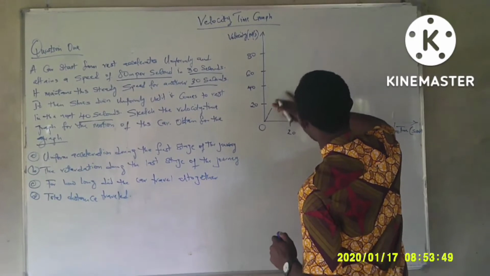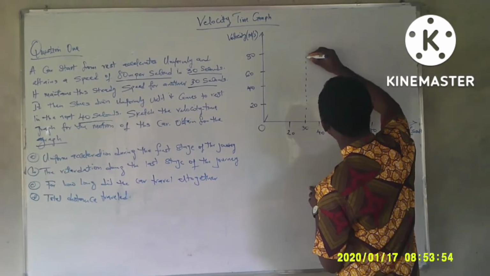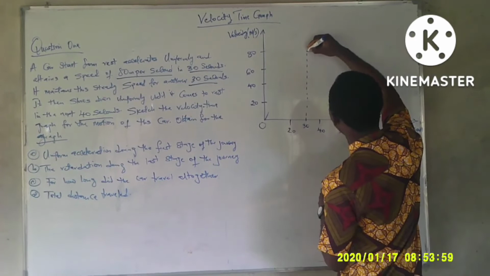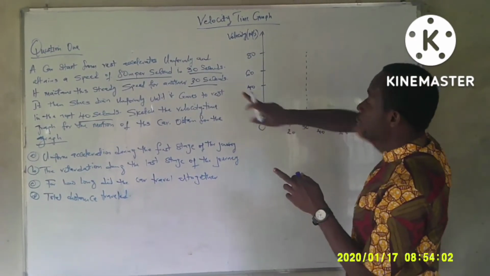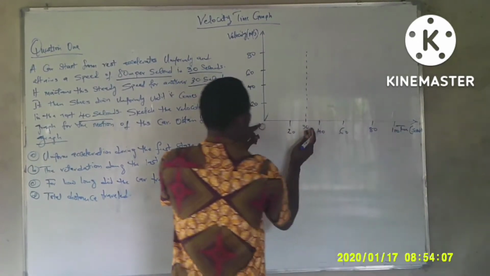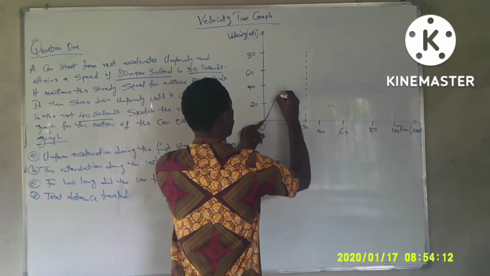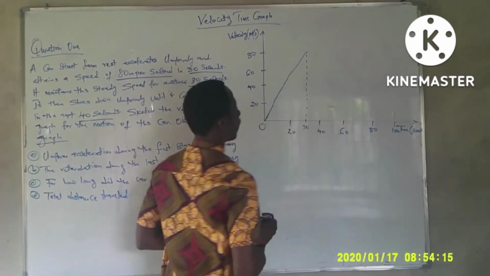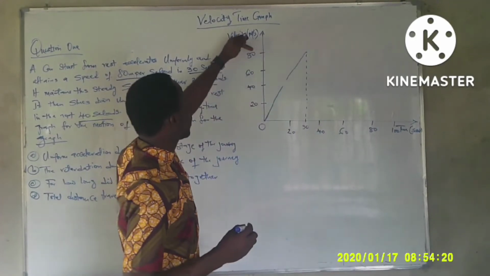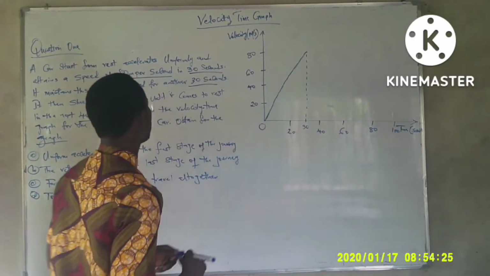So the car accelerates. Let me draw my vertical line. From 30 it goes up to the point of my 80. So the car accelerates until it gets to a speed of 80 meters per second, within the time of 30 seconds. So it goes up. Between the acceleration time of 30 seconds, the speed it attains is 80 meters per second. So now that's the first stage.